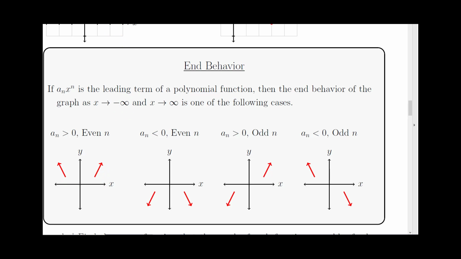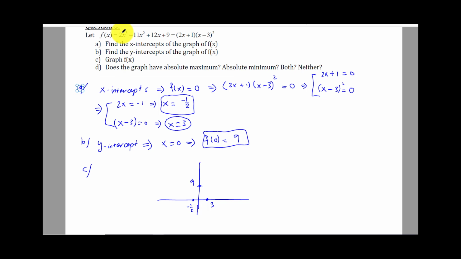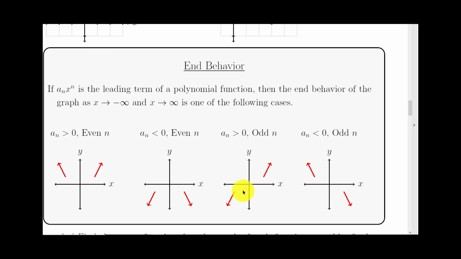Now let's go back to our example. We have the leading term here in this case to be 2x to the 3rd power. So the coefficient is positive, a_n is positive. And the power is 3, so this is an odd value. So go back to the section 5.1 notes here. We know this is a positive coefficient with odd power n. Therefore, the end behavior should look like this.